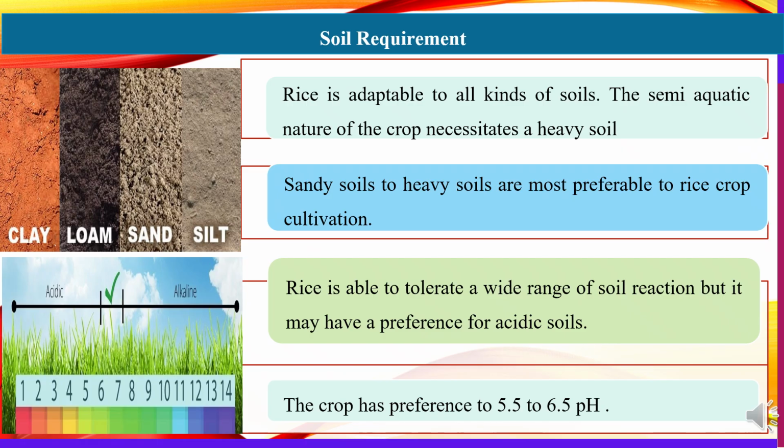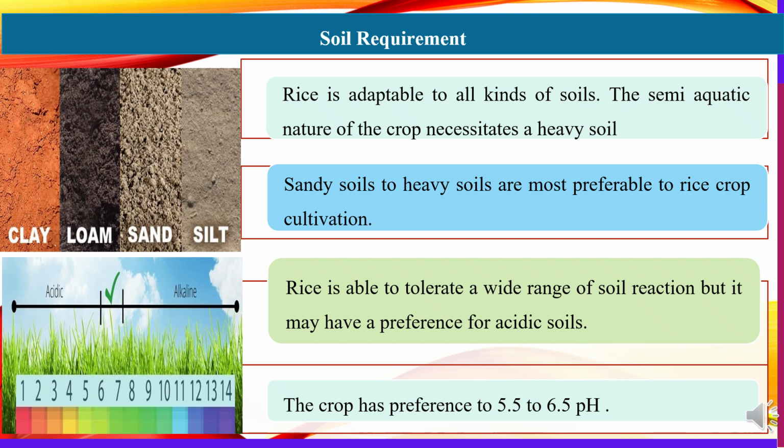Soil requirement. Rice can grow in almost any soil type, but its requirement for standing water during much of its growth makes heavy soils, like clay and clay loam, more suitable because they hold water well. Although rice can survive in both acidic and alkaline soils, it produces higher yields in soils that are slightly acidic, pH 5.5 to 6.5.